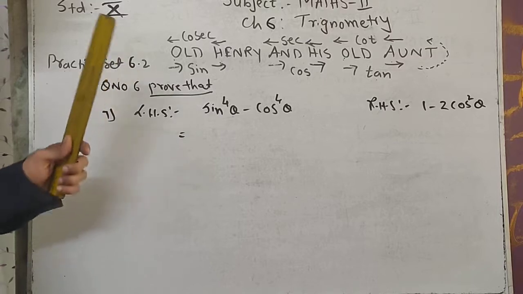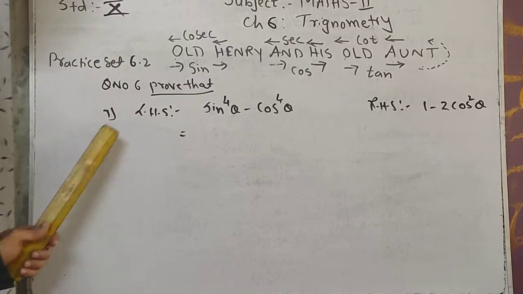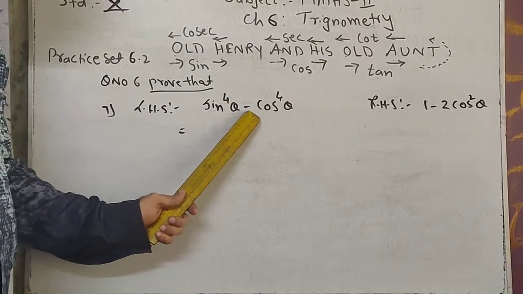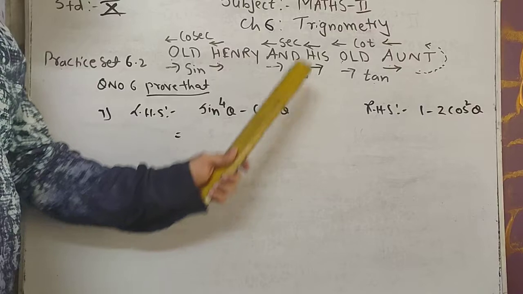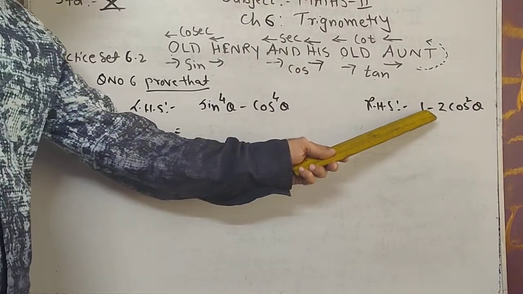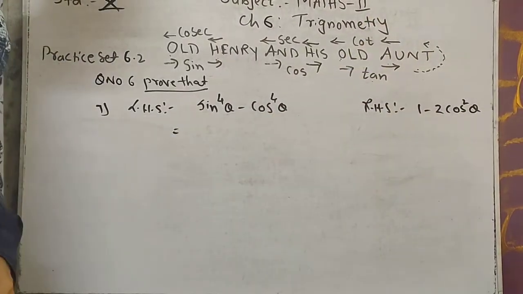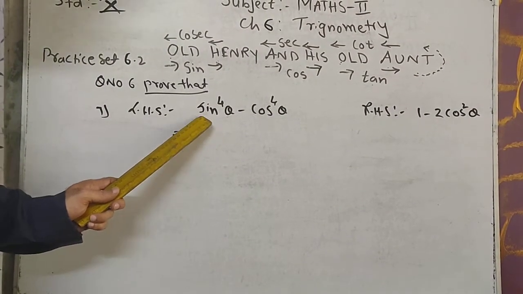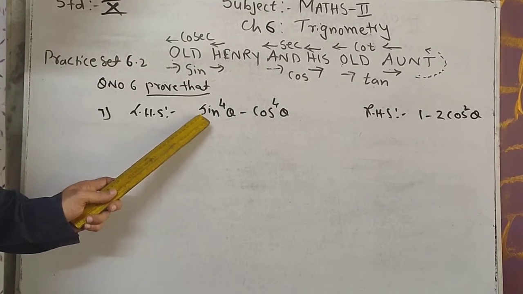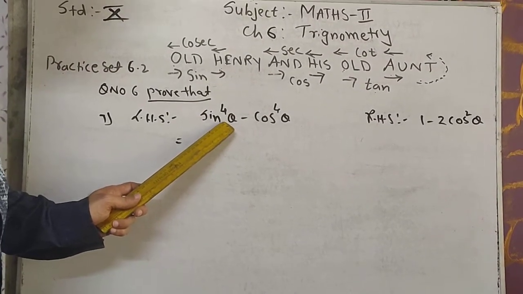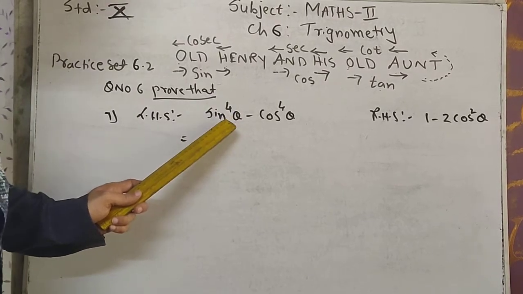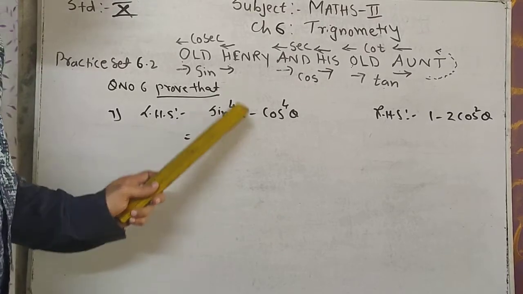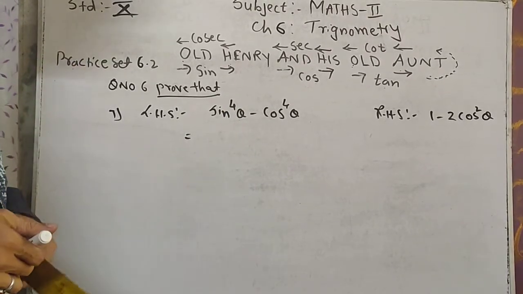Okay, now come to sum number 7. Prove that the left hand side is sin 4 theta minus cos 4 theta, and your right hand side is 1 minus 2 cos square theta. There is a change in the question. If in the textbook it is printed sec 4 theta, please make the change. It is sin 4 theta and not sec 4 theta.